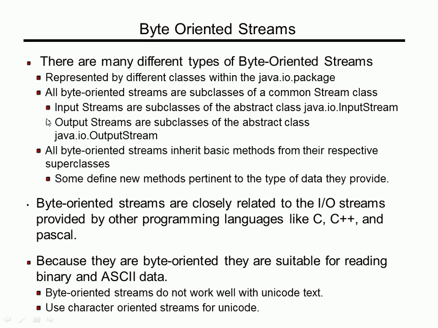Done with this one. All byte-oriented streams are subclasses of a common stream class. So you have the input streams as subclasses of the abstract class java.io.InputStream. So now you all know what an abstract class is. Once the class is abstract, it means it needs subclasses in order for us to use the class. Or if you don't want to create a subclass, you can use anonymous inner classes. Then you use that one on your abstract class.